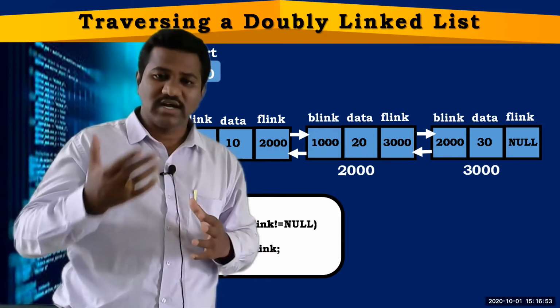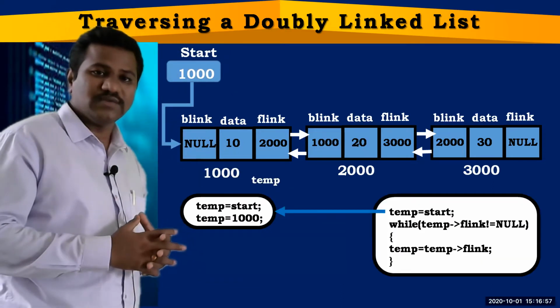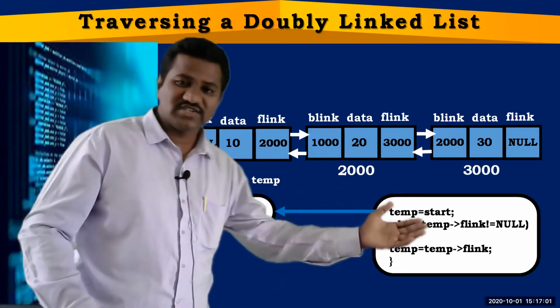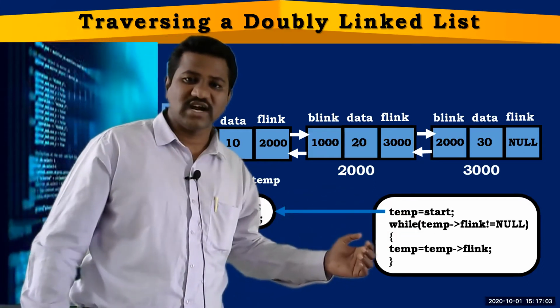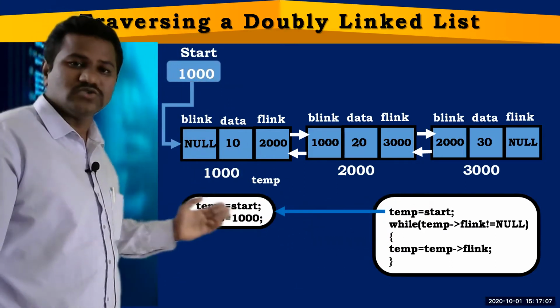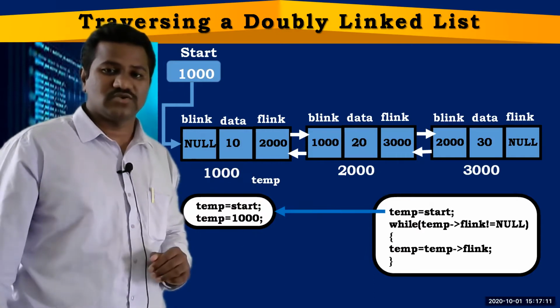And how we are doing that, we'll be discussing clearly, right? Just see here, this was the code that we are using. Now let us discuss instruction by instruction. And the first instruction is what? Temp is assigned with start. Start contains what? 1000. And this 1000 has been stored in what? Temp. So your temp is pointing to the first node, right?